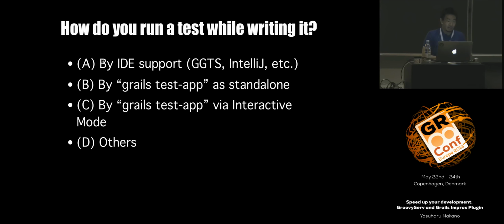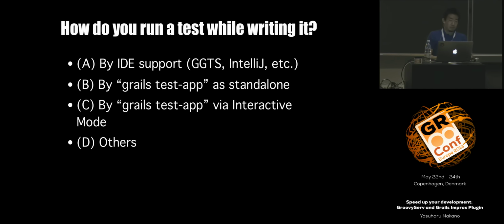Okay, about A, the IDE invokes the Grails command with a new JVM process each time. So it's slow, just like the previous topic of normal Groovy. About B, it's the same as A. It invokes the Grails command with a new JVM process each time.